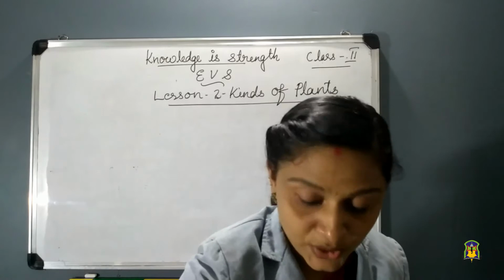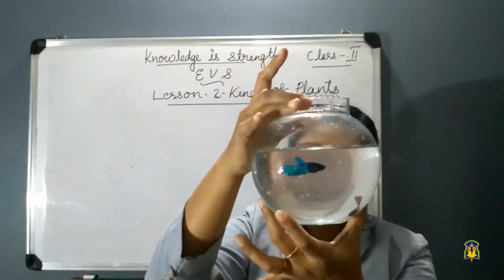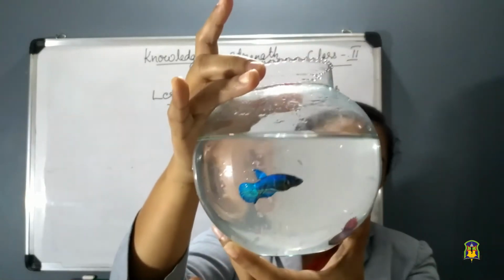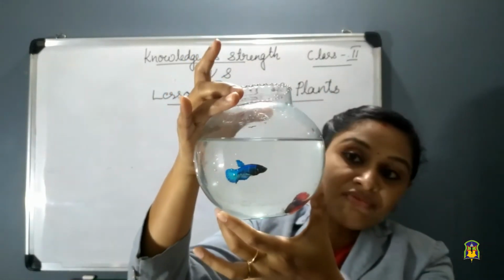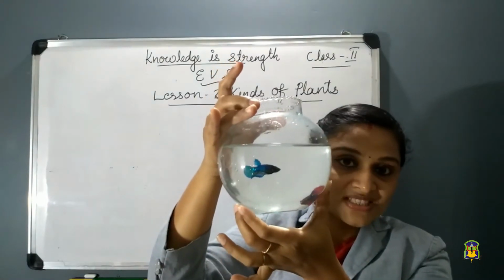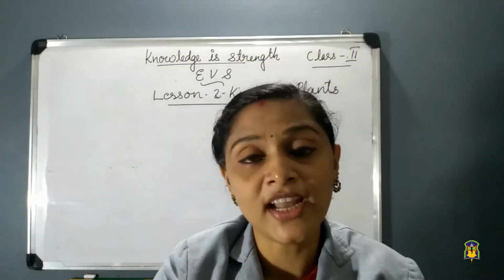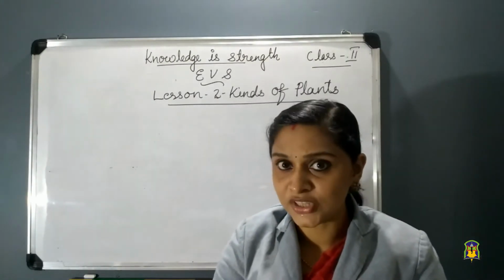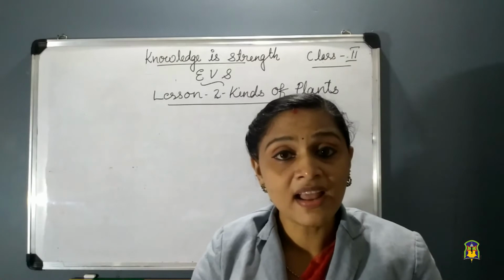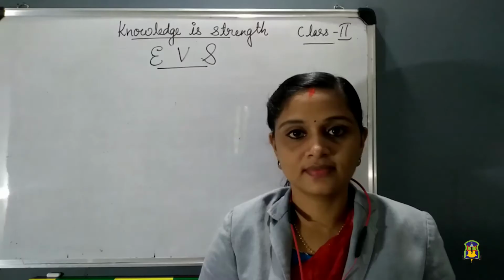Before that I will show you one thing. Look here, all of you. What is this, children? Yes, it's a fish bowl aquarium. Inside we can see fishes. Do you know fishes live only in the water? They can't live on the land. Fishes live only in the water.